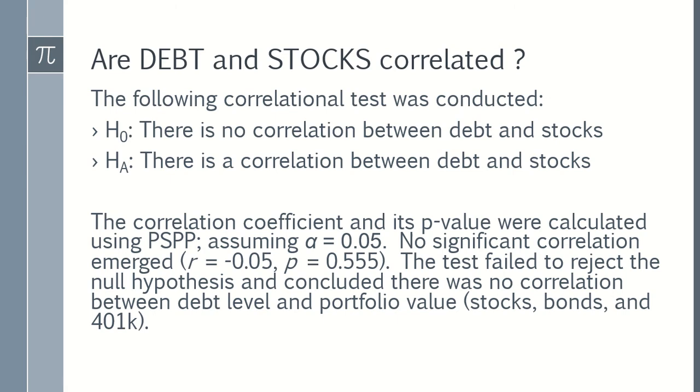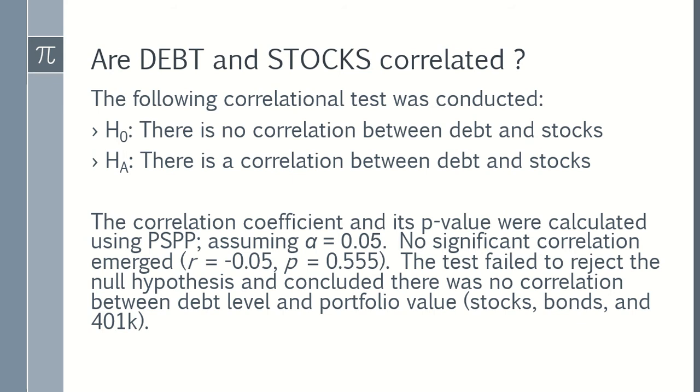Now, looking at debt and stock, are these two variables correlated? We fail to reject the null hypothesis, and we conclude that there is no correlation between debt level and stock value. We can see here that the p-value is 0.555. This is greater than our significance level of 0.05. So we fail to reject the null hypothesis.